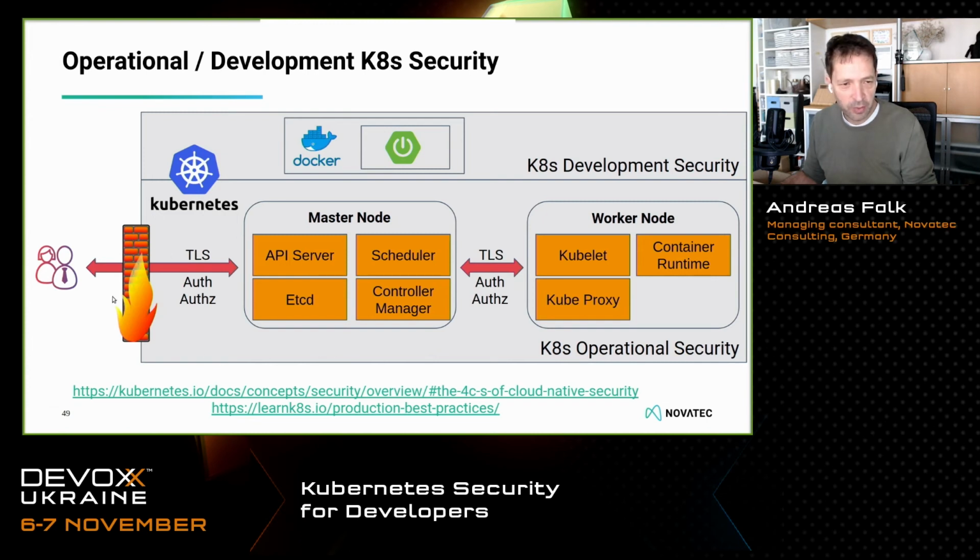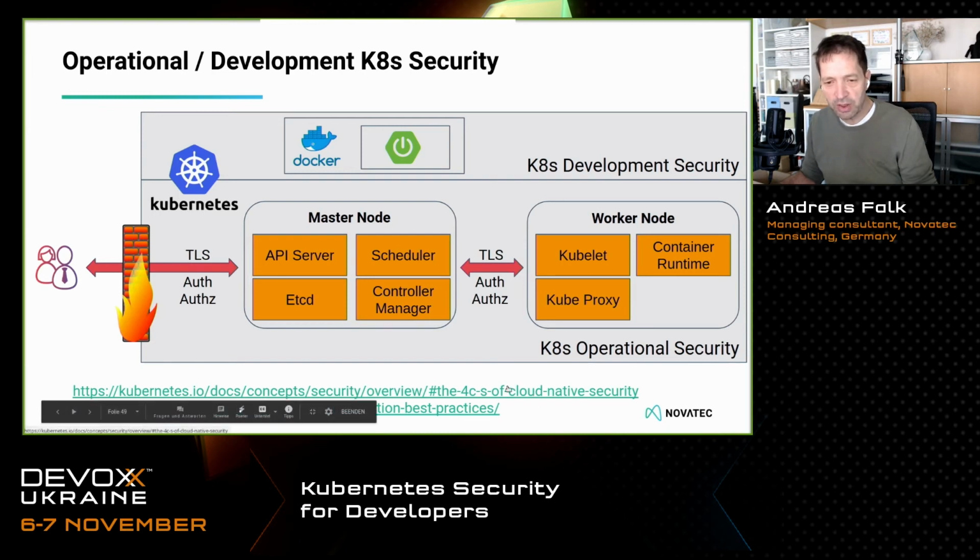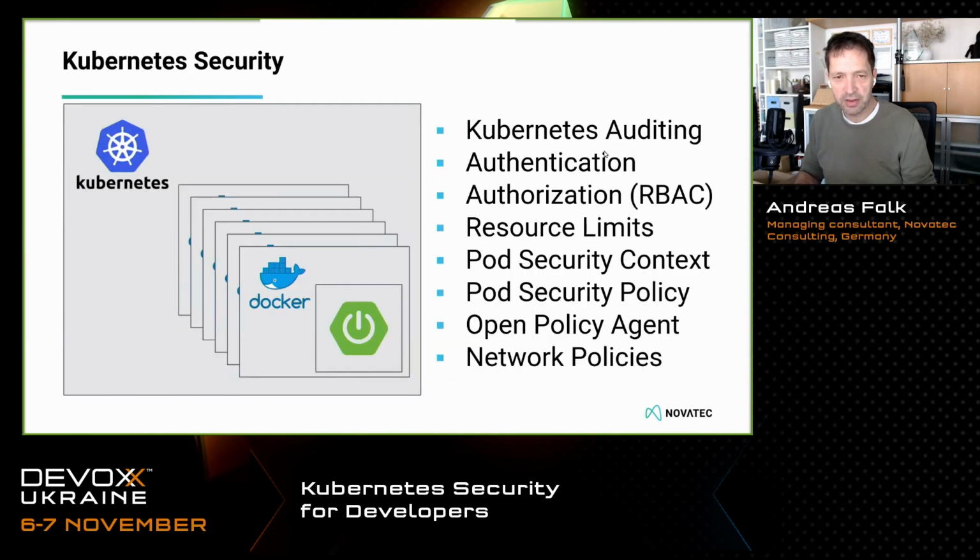You also always have to take care that there is a firewall in place, that all communications are using TLS, and are all secured with HTTPS communication, with server-side certificates and client certificates. Always use authentication and authorization when communicating between master node, worker nodes, and also for the API server. You can also read these things in the Kubernetes docs, in the 4 Cs of cloud native security. And for us, for the rest of the minutes we have, the important part is the development security of Kubernetes.